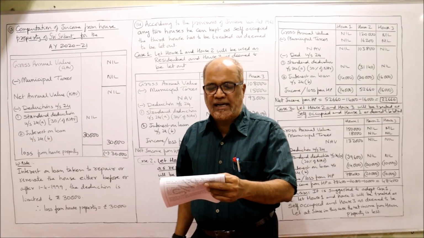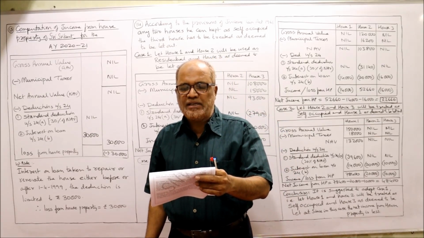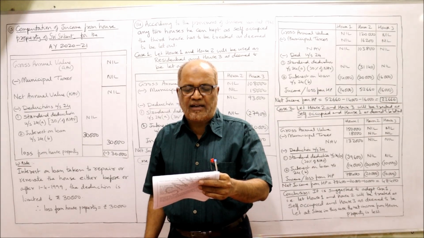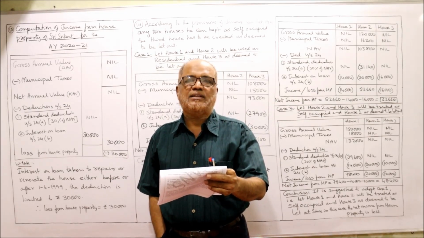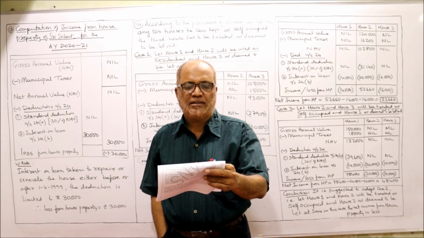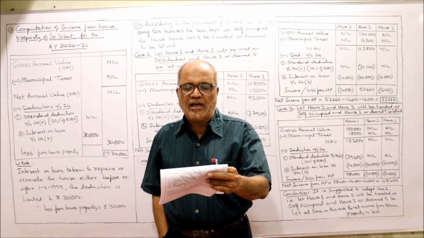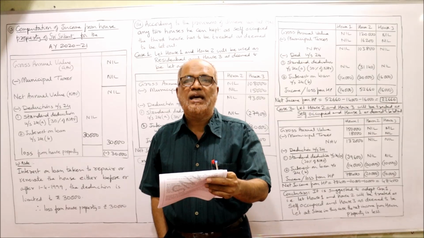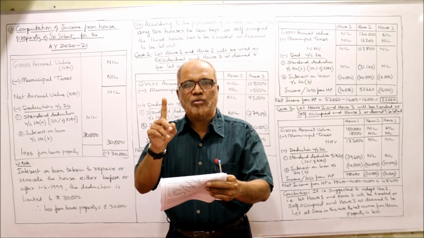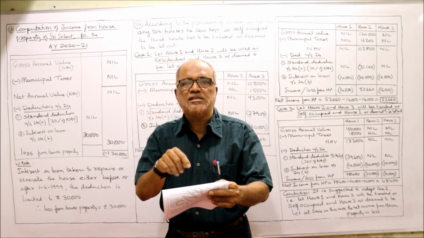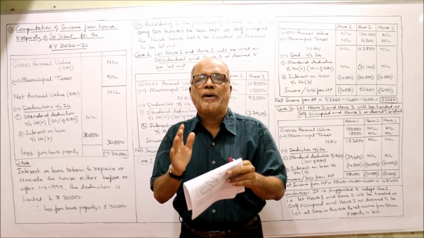Srikant owns a house at Jaipur. Municipal value is 65,000 and fair rental value is 78,000. So MRV is given as 65,000, FRV is given as 78,000. During the previous year, the house is used for its residential purpose. That means the assessee is having only one house and using that house for residential purpose, a self-occupied house.